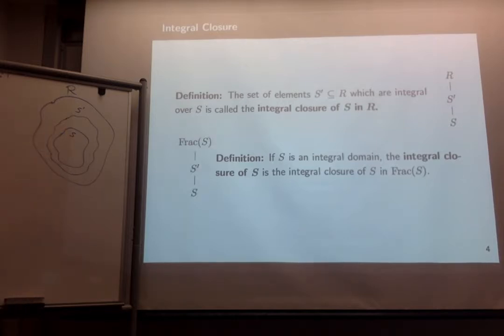And so again, we have the same picture. We have S down here, a domain, its fraction field, and in between you have this S prime. These are all the elements of the fraction field that are roots of some polynomial with coefficients down in the bottom. So if S is integrally closed, it just means that this S prime and S are actually equal to one another. It means that all the elements of the fraction field that are integral over S is S itself.